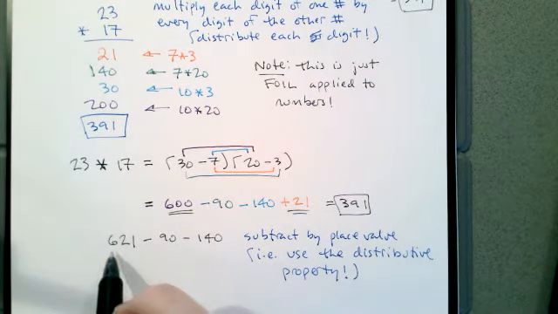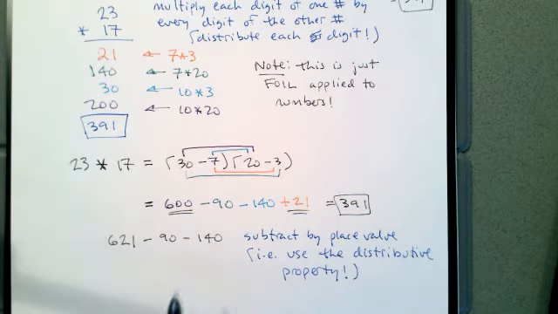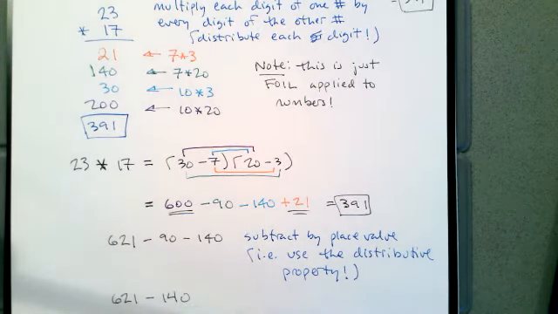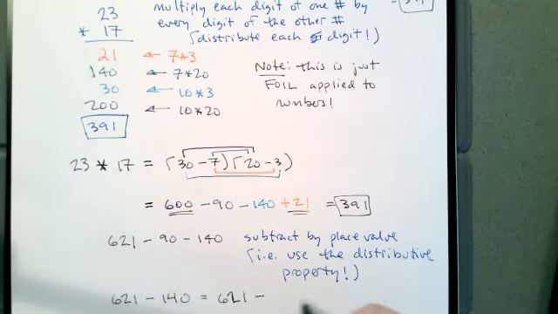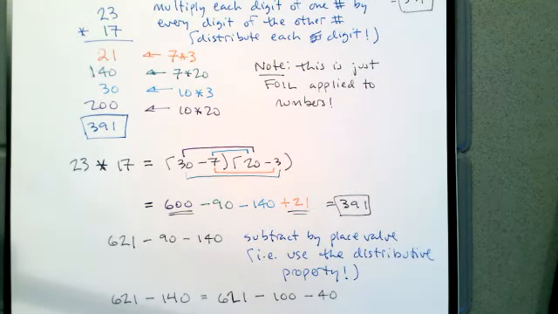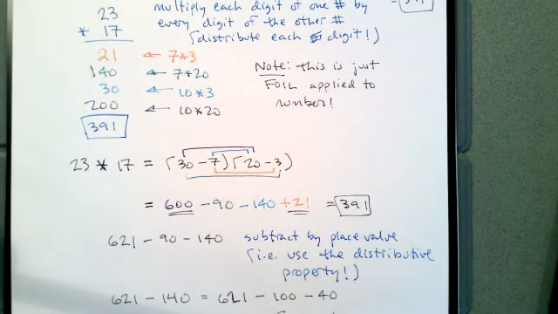So let's just take this part, the 621 minus 140. If I take 621 and subtract 140, I'm thinking of it as 621. I need to subtract 100, and I also need to subtract 40. That is, I need to take 621 and subtract 140.